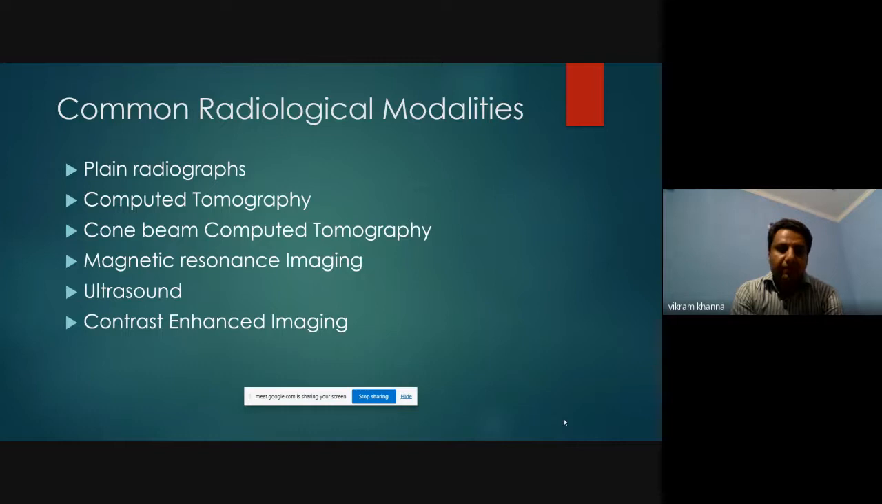These are plain radiographs, computed tomography, cone beam computed tomography, magnetic resonance imaging, ultrasound, and contrast enhanced imaging. Contrast enhanced imaging includes things like arthrography or sialography. These are all where contrast has been introduced into the patient's body, and then imaging is done. The same thing applies if you do it after a normal scan like computed tomography, where contrast is also introduced. So again, this comes under contrast enhanced imaging.